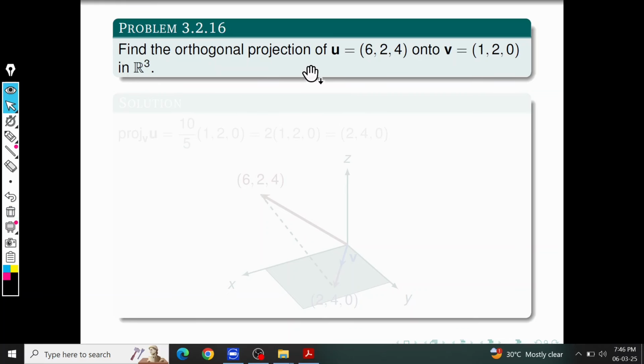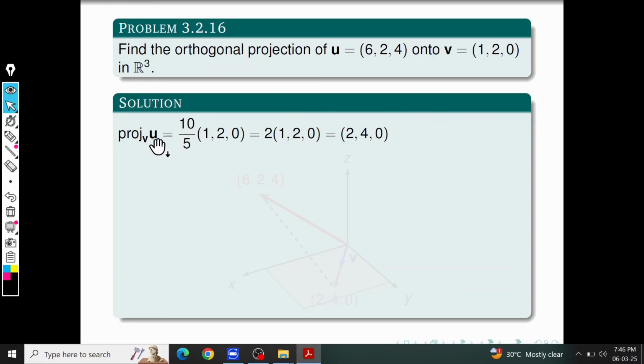Next problem, find the orthogonal projection of u equal to (6, 2, 4) onto the vector v equal to (1, 2, 0) in R3. So let us use the formula again. Projection of u on v equals u dot v by v dot v times vector v. So u dot v is given by 6 plus 2 into 2 is 4 plus 0, that's equal to 10. And v dot v is 1 into 1, that is 1, plus 2 into 2, that is 4, that's equal to 5. So you have 10 by 5 times the vector (1, 2, 0). And you can see the figure again.